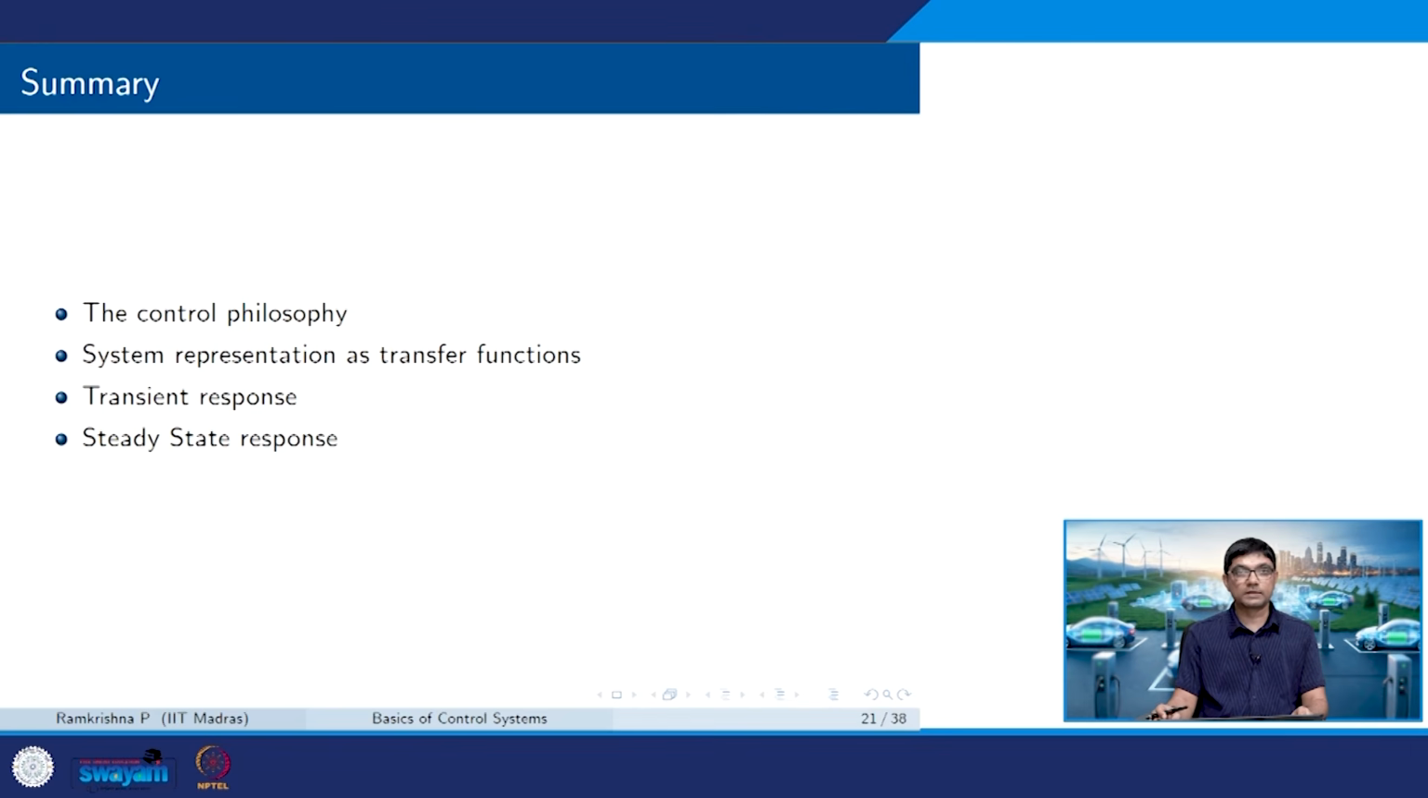So, we will stop this lecture here. What we have seen so far is the general control philosophy of what the objective of a control system is, and then we also said that to achieve a certain control target, I want to have a good representation of the system that will help me design an appropriate control law. That came as a representation of systems as transfer functions.